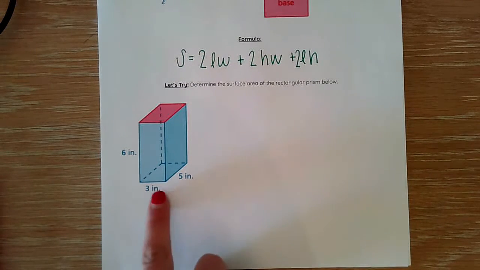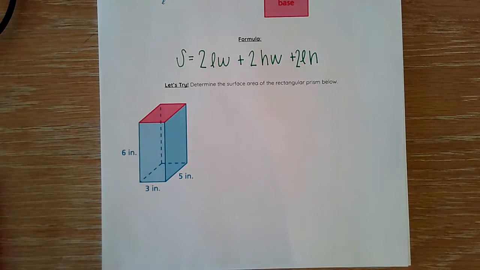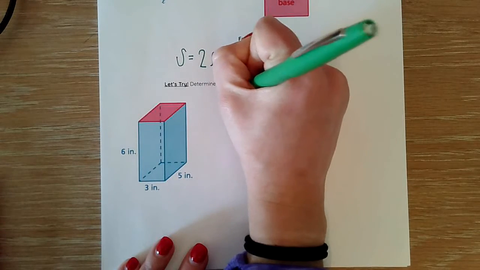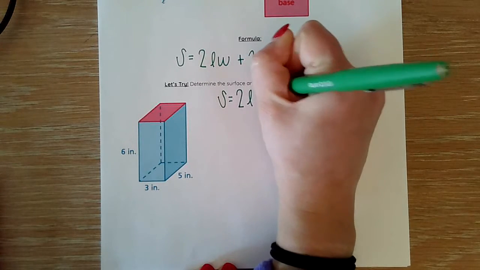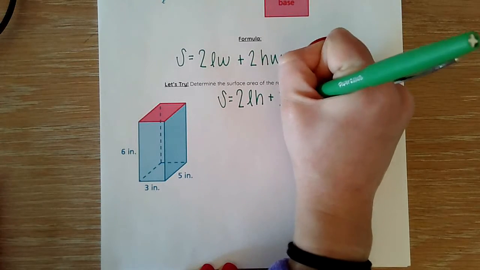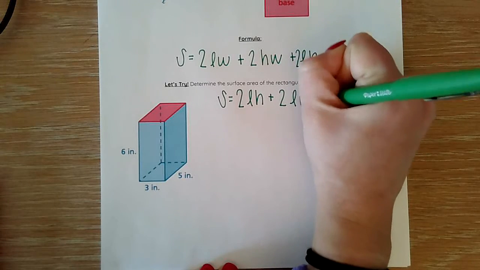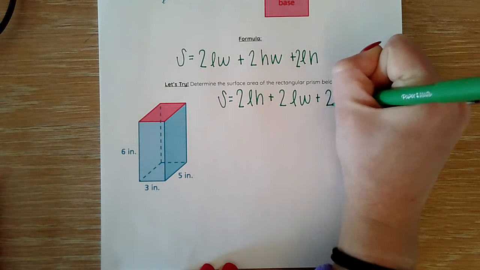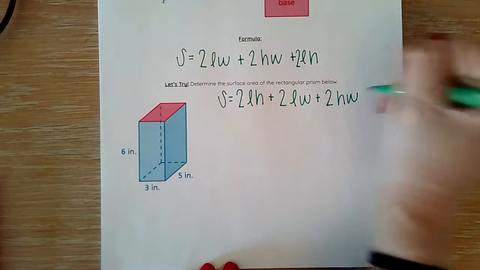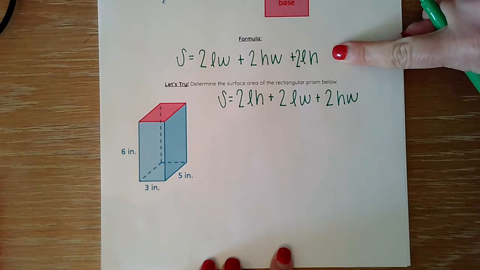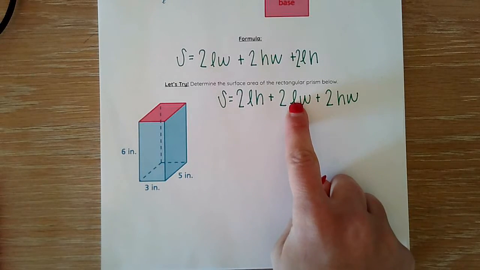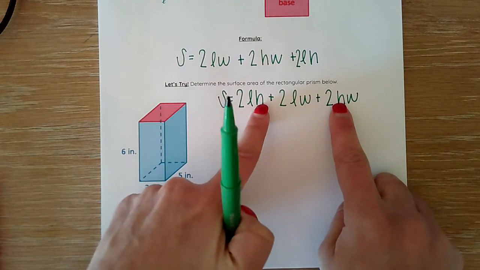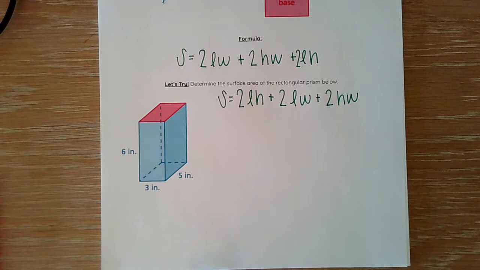So if this is our rectangular prism, again, I'm going to start with my formula. S equals 2, let's do length times height first. Plus, let's switch it up this time and do length times width. And 2 times height times width. Now, like I said, this is a different formula than this one, and that's okay. Again, I have 2 lengths, 2 widths, and 2 heights, so I have accounted for every dimension, and I'm good to go.